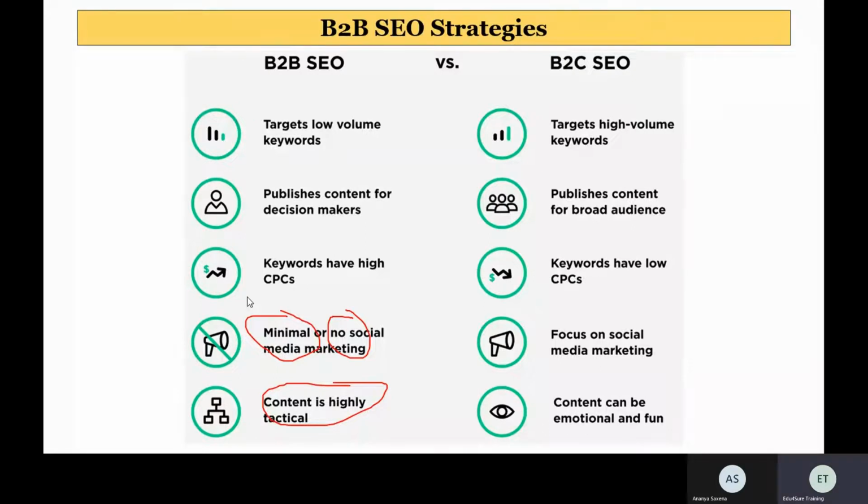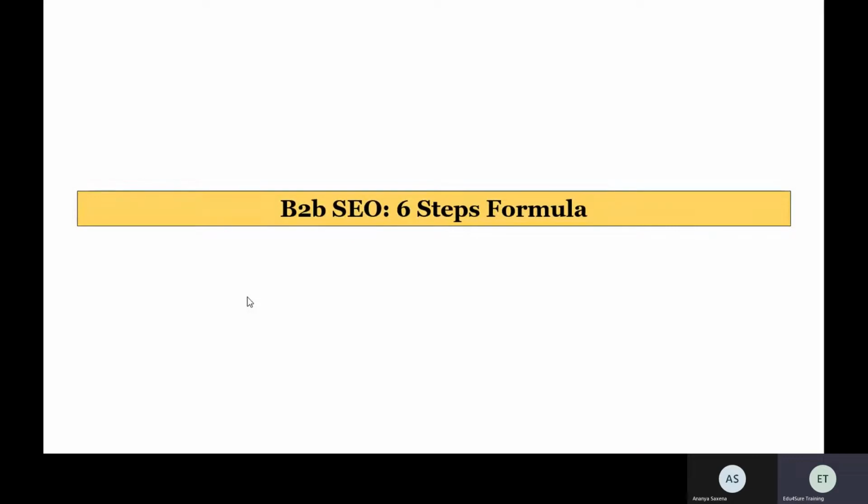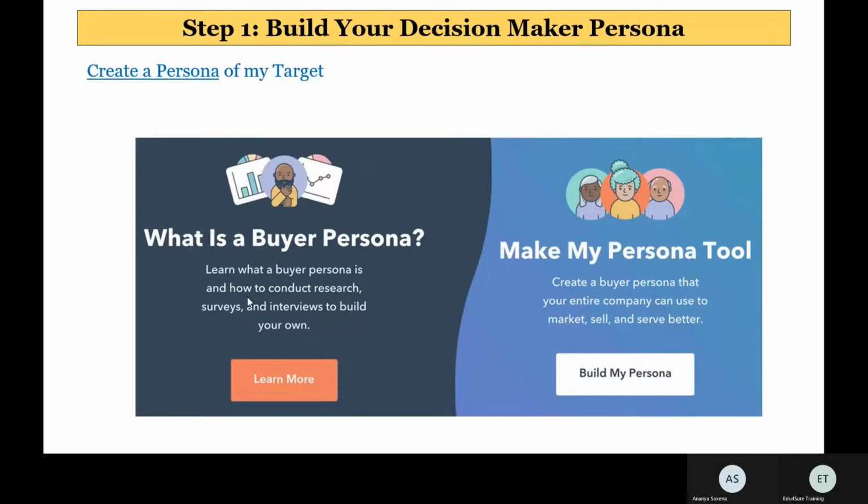So content is highly tactical in case of B2B strategies. However, in B2C, you can write content that is something emotional, something funny, whatever it is. Now, there is a 6 steps formula we will discuss in B2B SEO. So first is, whatever your target audience is, you can create a persona of your target audience.